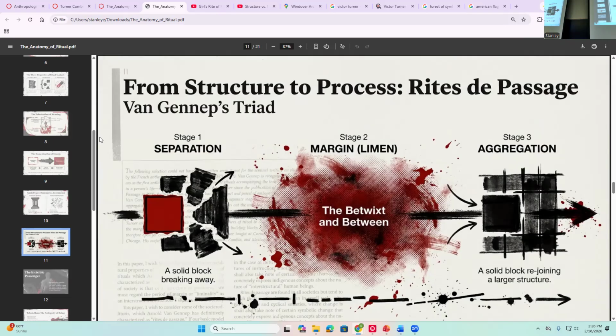And we see this, this is still pretty common, even in our own society. You don't have to travel to Ndembu land to see this in action, right? You can see it every time you go to a wedding or you go to graduation, or if you graduate from boot camp in the army or something like that, right? You're going to go through these stages, right?